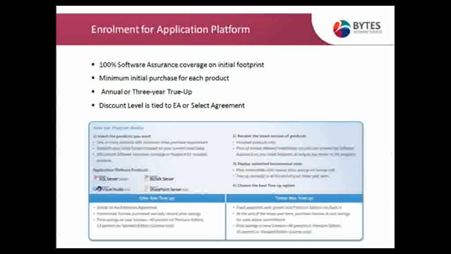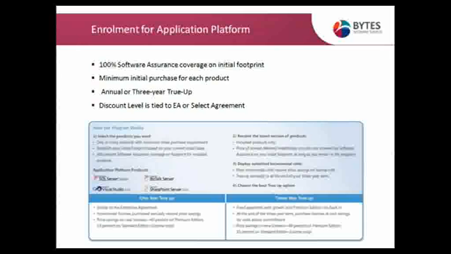So for EAP, the enrollment for application platform, first and foremost, it's a 3-year contract, very similar to the desktop EA. And what you need to do is cover 100% software assurance for all the licenses that are included in this particular contract. There's a minimum initial purchase for each of the products that you can include within this specialist enrollment. And the way that it works is very similar to the enterprise enrollment for desktop, whereby you can annually true up any increases in the initial footprint that you include in the contract, or indeed have a 3-year true-up model whereby you're committing to year-on-year growth with Microsoft.